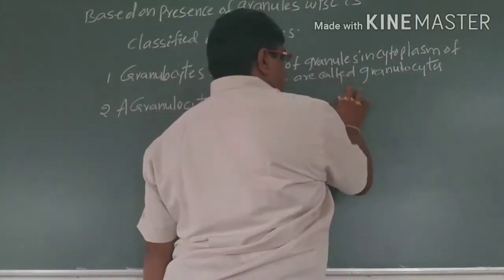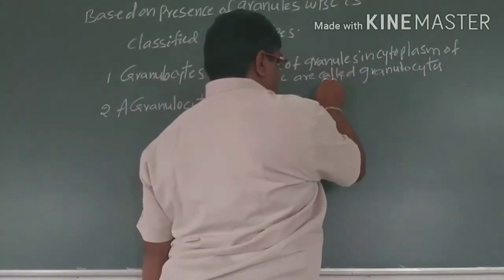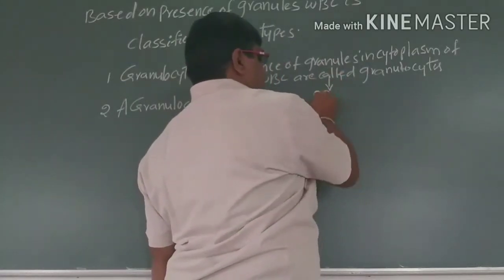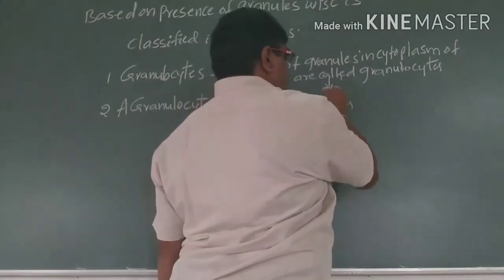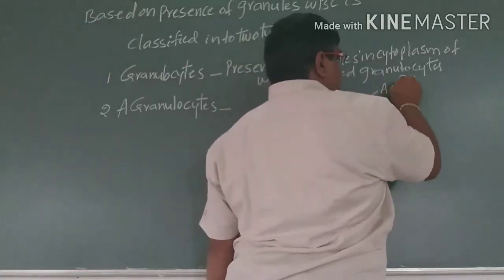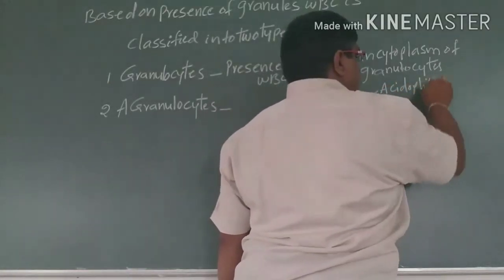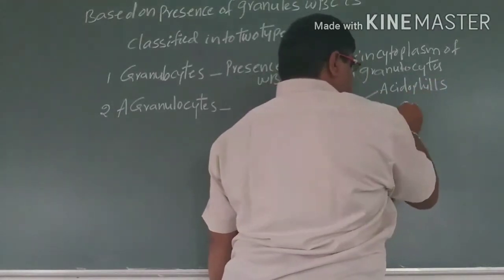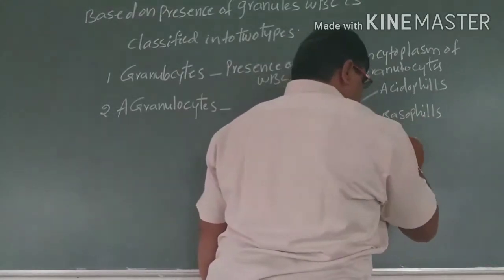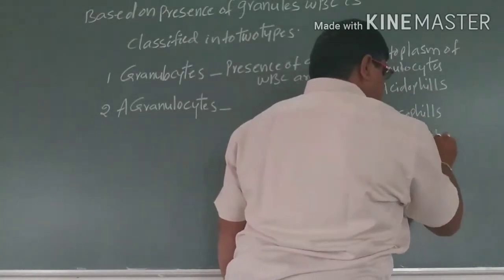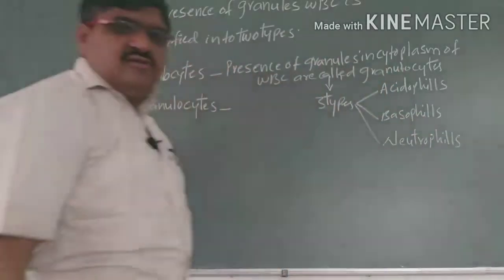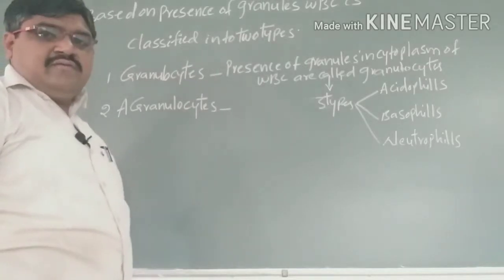These are classified into three types. One is acidophils, the second one is basophils, and the third one is neutrophils. So there are three types: the acidophils, basophils, and neutrophils.